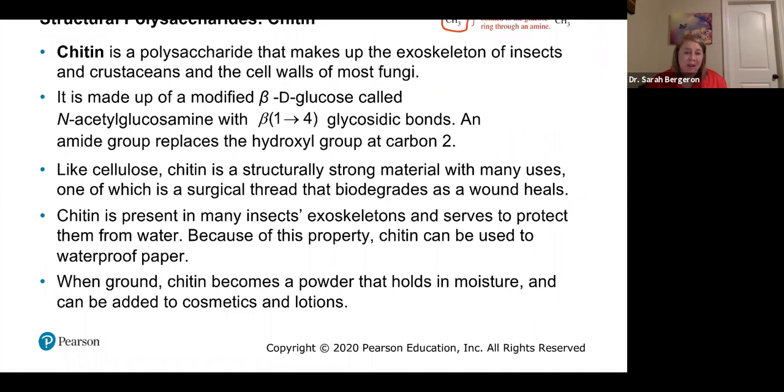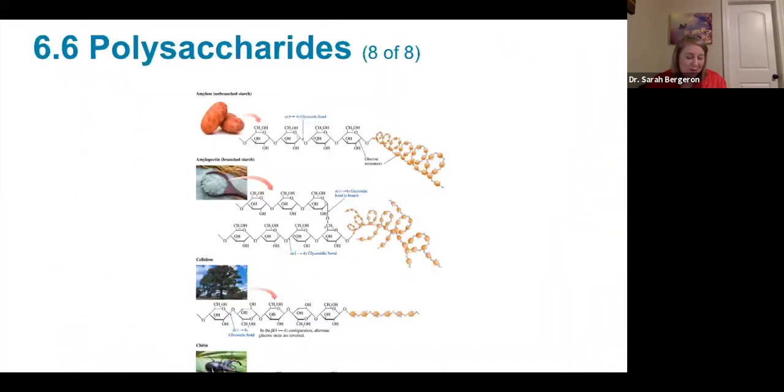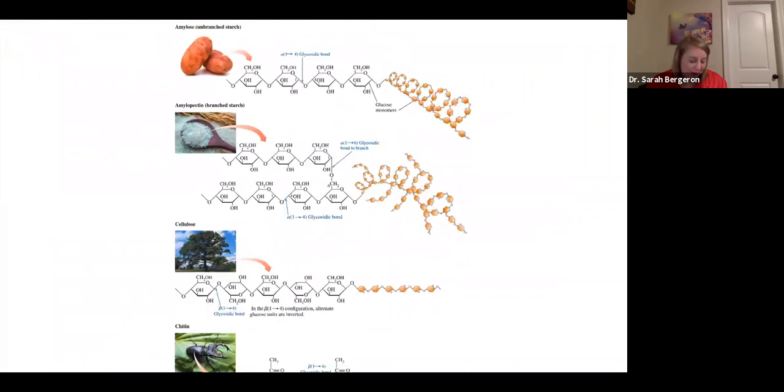So if you grind up chitin, then this is a powder that can actually hold in moisture. And so you will find chitin in makeup and lotions and things like that. It'll keep you hydrated, right? It really will. All right, so you have to know your 4 different kinds of, well, it's actually 5.